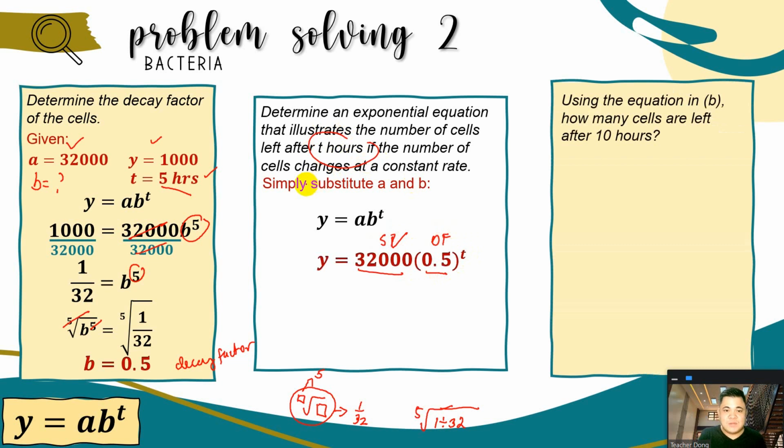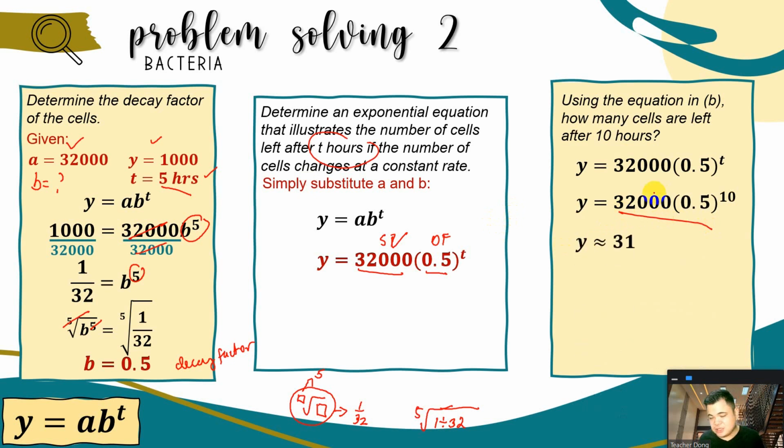Using the equation in B, how many cells are left after 10 hours? So we can simply substitute the values. We have 32,000 times 0.5 raised to the power of 10. You can directly input this on your calculator to get the answer, which is approximately 31. Again, it's approximate because the answer is in decimal form. If you simplify that, 32,000 times 0.5 raised to the power of 10 is equal to 31.25.